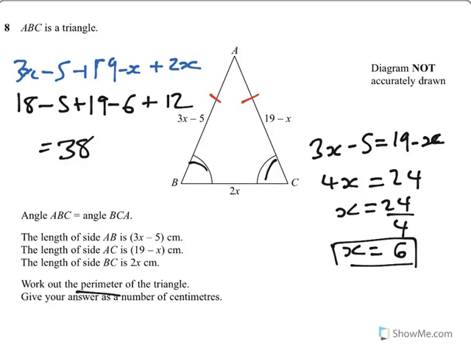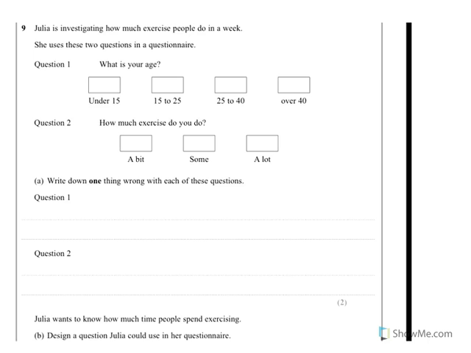It asks us to give our answer as a number of centimetres, so I'm going to put my unit centimetres. Question 9. Julia is investigating how much exercise people do in a week. She uses these two questions in a questionnaire. Question 1. What is your age? Under 15, 15 to 25, 25 to 40, or over 40? And then question 2. How much exercise do you do? A bit, some, a lot.